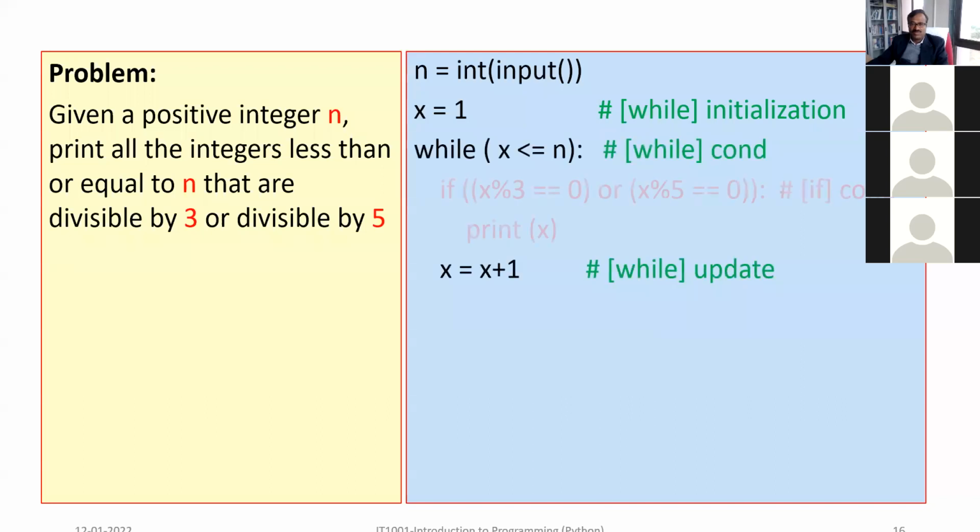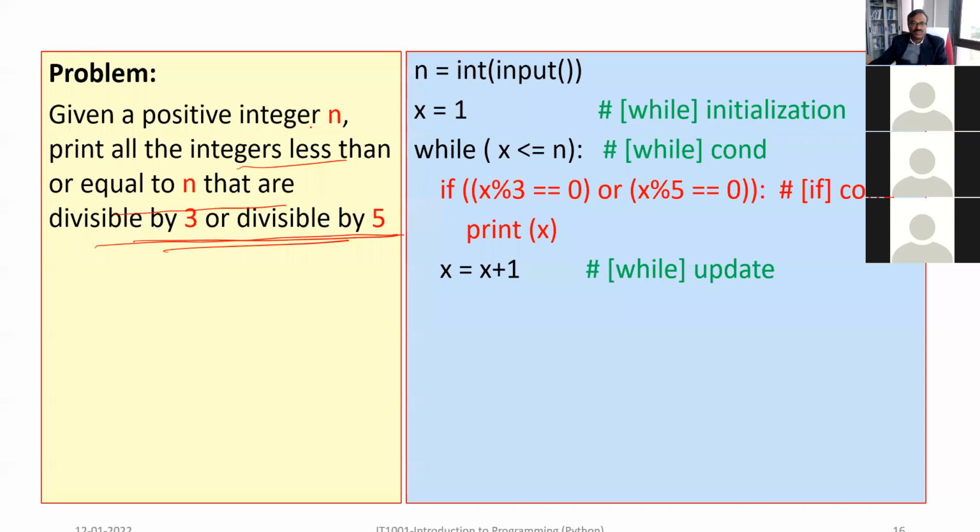Right. So there are some more problems here. Let's say this problem: given a positive integer n, print all integers less than or equal to n that are divisible by 3 or divisible by 5. So what you're doing is taking an input n, then going through all those numbers from, let's say, 1 to n, and you need to report those that are divisible by 3 or divisible by 5.